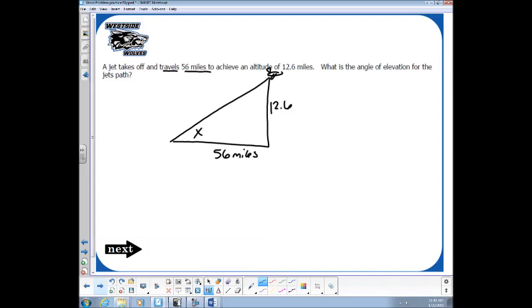So I label my information here. This is my opposite and my adjacent. So the tangent of x degrees equals opposite, which is 12.6, over adjacent, which is 56. I go into my calculator, I put those values into my calculator, and I end up getting x is equal to 13 degrees.